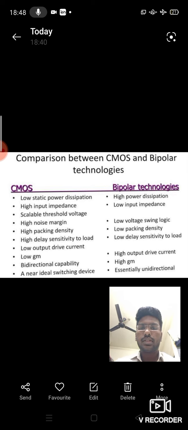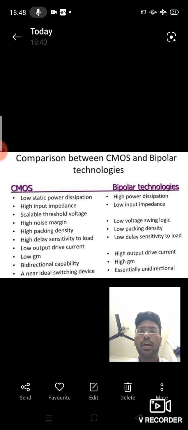First, in CMOS power dissipation is very low. In bipolar technologies, power dissipation is very high. In CMOS technologies, input impedance is high, but in bipolar technologies, input impedance is low. In CMOS technologies, we have high noise margin, but in bipolar technologies, we have low voltage swing logic. In CMOS technologies, we have high packaging density, and in bipolar technologies, we have low packaging density.